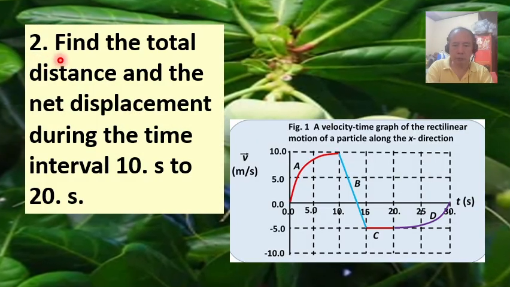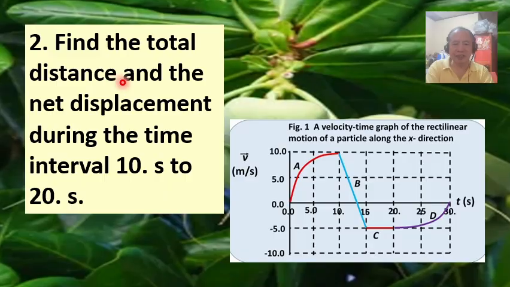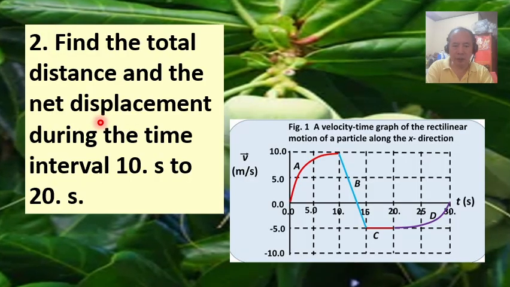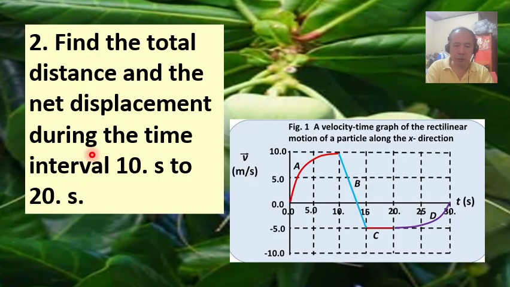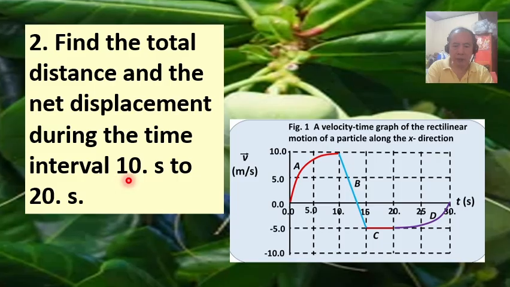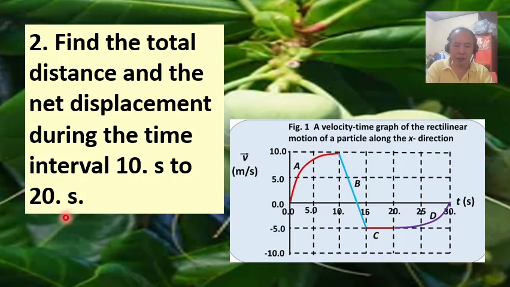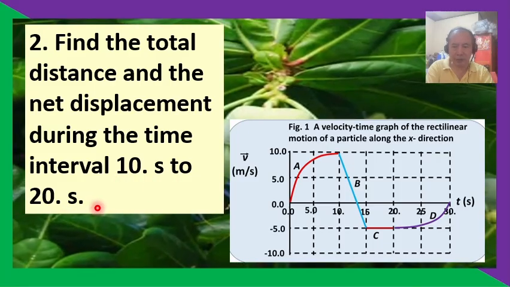Question number 2. Find the total distance and the net displacement during the time interval 10 seconds to 20 seconds.